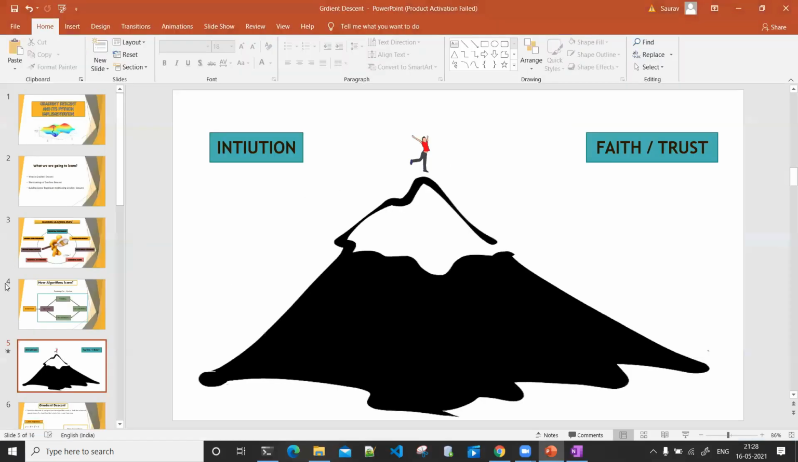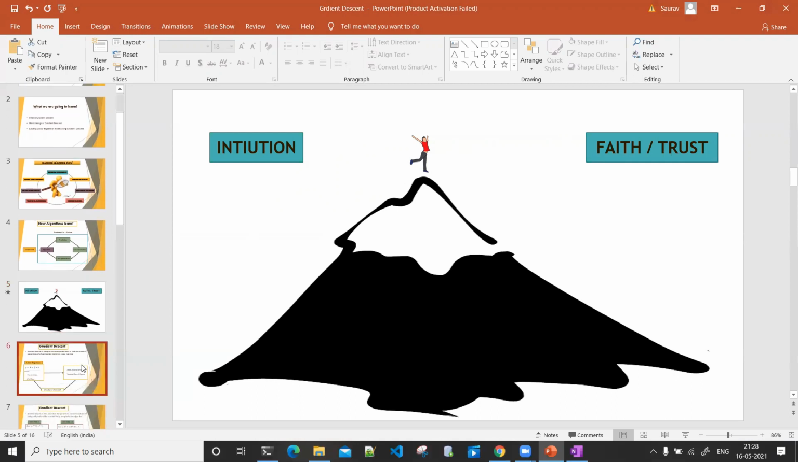So let me show you this thing in motion. What happens is it keeps on going, and once we reach the point where the surface is flat, we stop. So two things that are important in the descent are intuition and the trust or faith in this intuition. Keep this example in mind because it is going to help you understand what is happening.